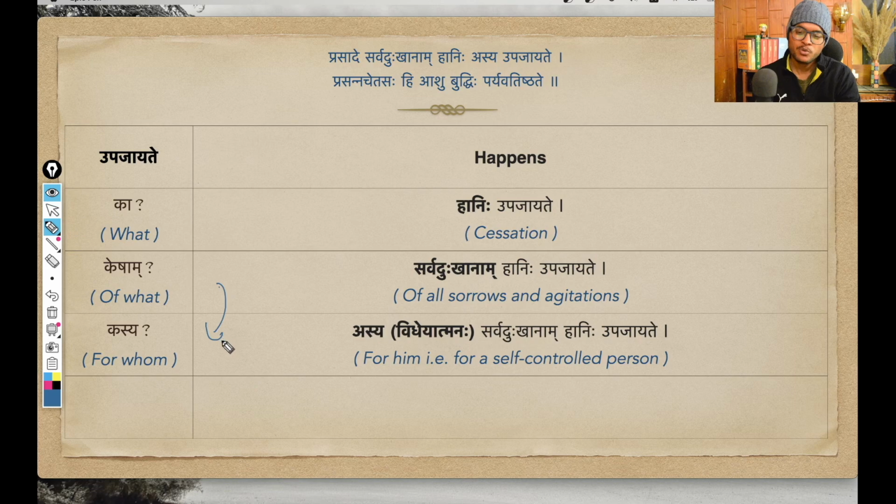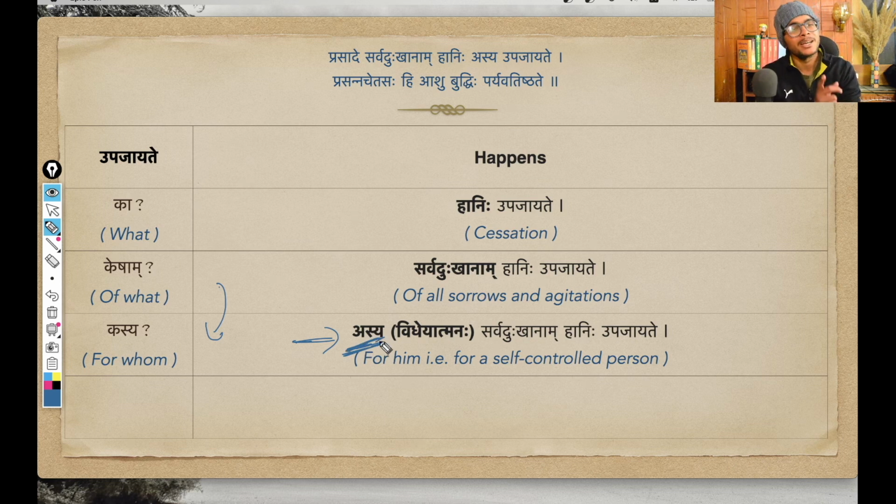Okay, so now if you move on, we can ask a question. Kasya sarva dukkhanam hanihi upajayate. That the cessation of sorrows happens for whom? Cessation of whose sorrows? Kasya. And the response is asya sarva dukkhanam hanihi upajayate. See, Krishna is using the sarvanama pronoun here, asya. Asya basically means his, or for such a person, for him.